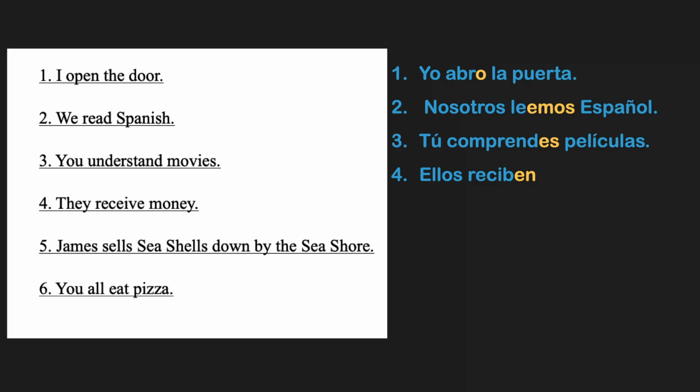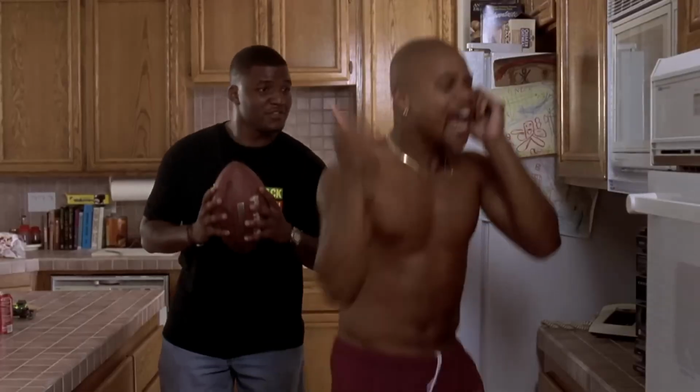Money. Dinero. Not Robert De Niro, but that might be an idea. No, dinero. Just dinero. All right, so we would like to put that on there. Well done and sweet. We have completed number 4. They receive money.